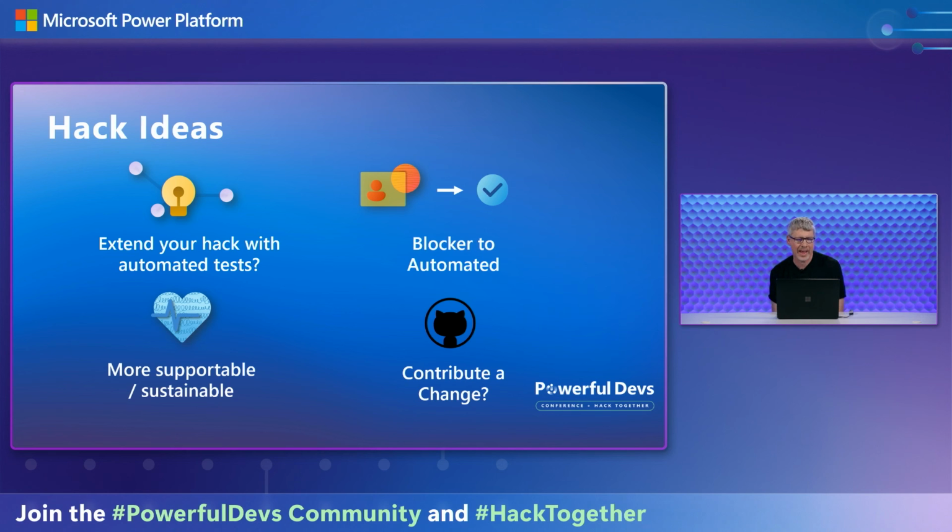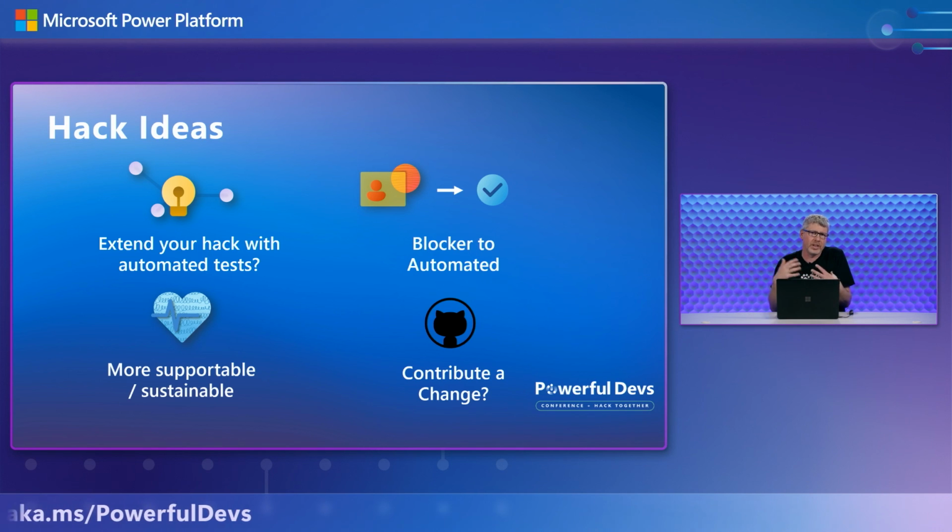The last thing I want to leave you with is, what are some of the ideas as you're hacking? Think about it from a quality point of view: as you're building this idea, how would you extend automated testing to what you're doing? How would you turn something that's a blocker into something that's automated, to verify whatever you're building continues to work? How would you make it a more supportable and sustainable process? Are there any other ideas or hacks that you've got that, as an open source project, you could work with us to contribute?